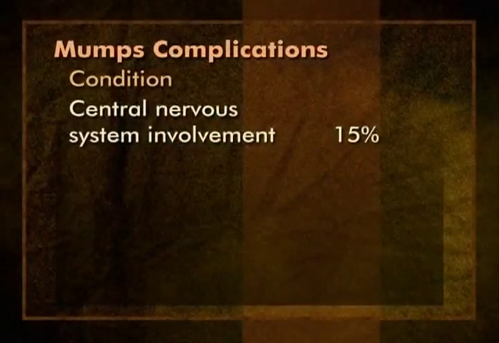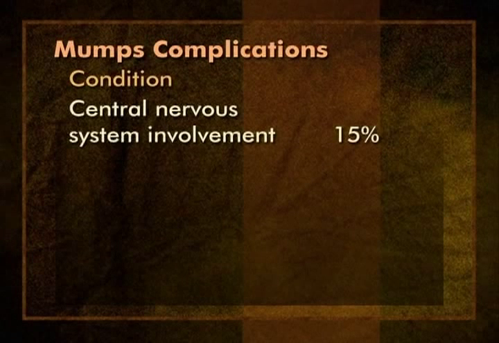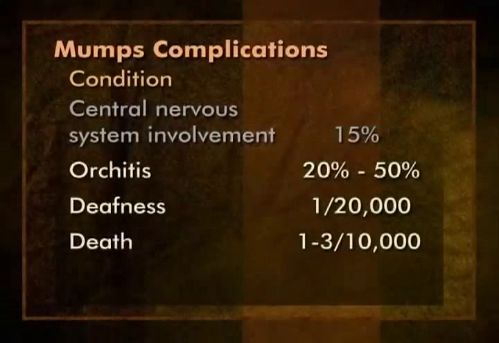Mumps is generally a mild illness, and classic parotitis seems to be the exception rather than the rule. But complications may occur, and they may occur without evidence of parotitis. Central nervous system involvement is reported in about 15%. CNS involvement is more frequent among adults than children and generally presents as aseptic meningitis. In fact, in the pre-vaccine era, mumps virus was one of the most common causes of aseptic or viral meningitis. There may be permanent sequelae such as paralysis, seizures, and cranial nerve palsies.